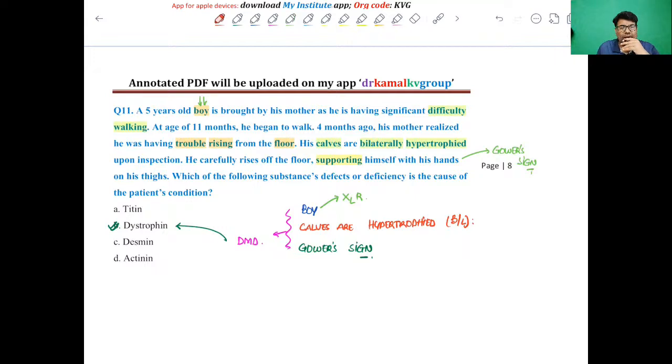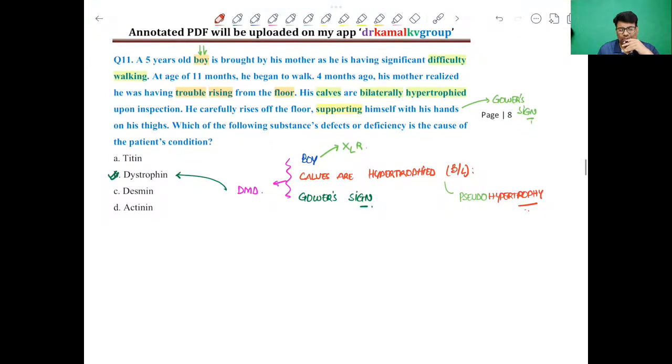Now both the calves are hypertrophied, but when you check the power it is very less, and therefore you will call it pseudo hypertrophy, because the appearance is very bulky but the power is very less. So you have to put the word pseudo hypertrophy. So this is all classical for Duchenne muscular dystrophy. Clear? This is again one very important topic.